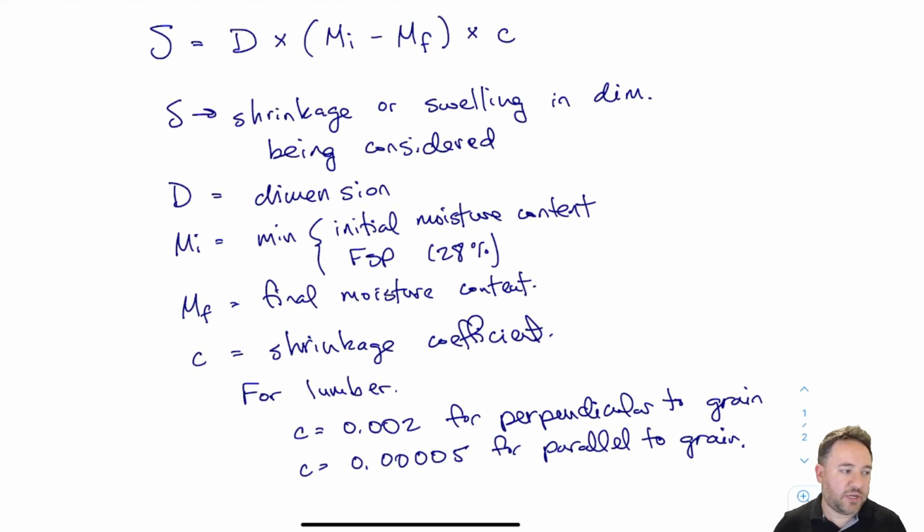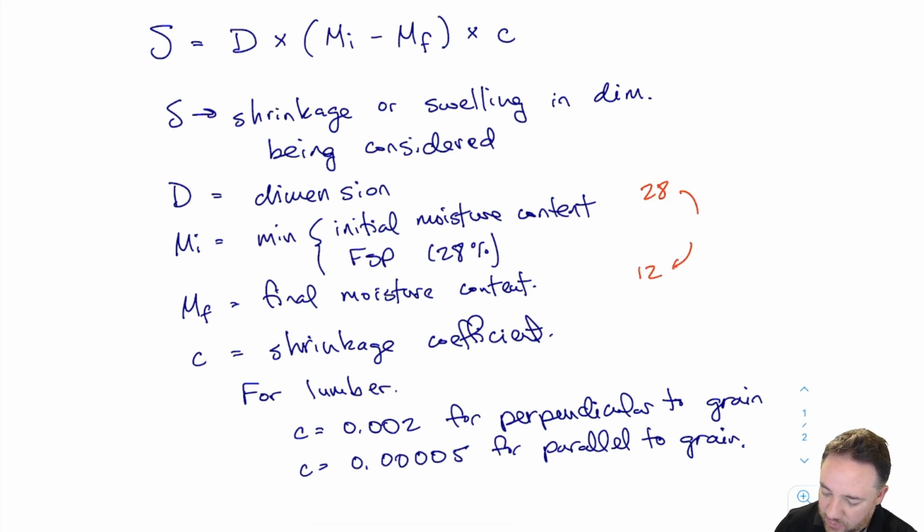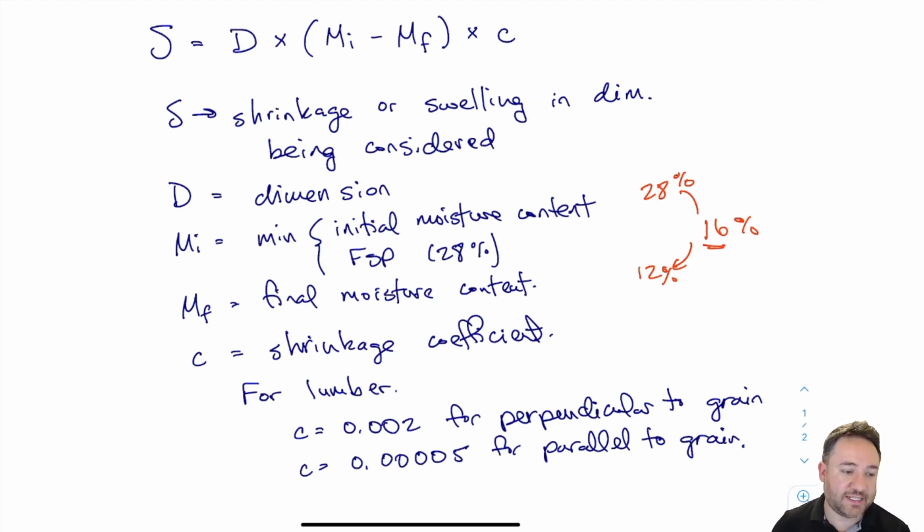One thing that you need to remember is that moisture content is given as a percentage, but we don't put the value in as a percentage. For example, if I went from 28% to 12%, the difference is 16%, and I'm actually going to put in the number 16, not 0.16, because these C values are given as shrinkage percentage per percent moisture content difference. So C is a shrinkage percentage. 0.002 here is 0.2% shrinkage. So it's 0.2% times the length for each percentage change in moisture content.